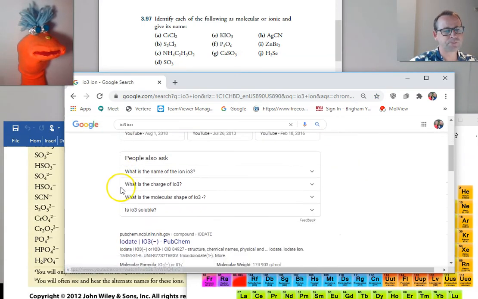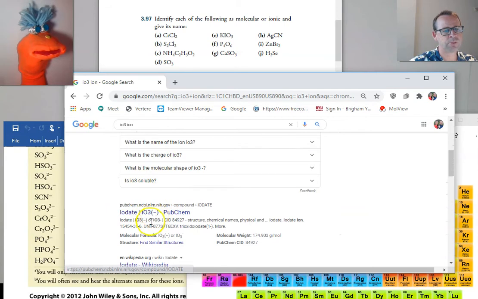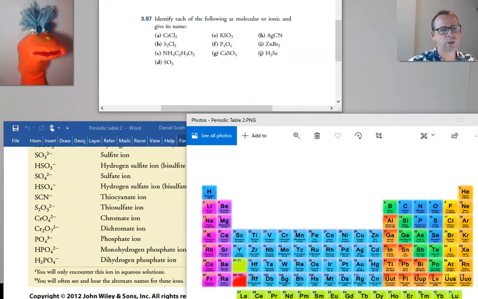Iodate ion. Iodate. So this is going to be called what? K is potassium. So potassium iodate? Very good. Ionic or molecular? Ionic. It has a metal. Very good. F. Ionic or molecular? Let's do that first. Potassium and oxygen. Just molecular. So tetrapotassium hexaoxide. Very good.